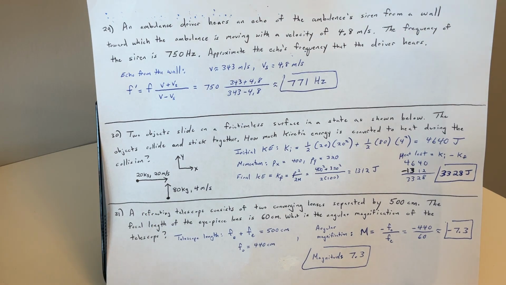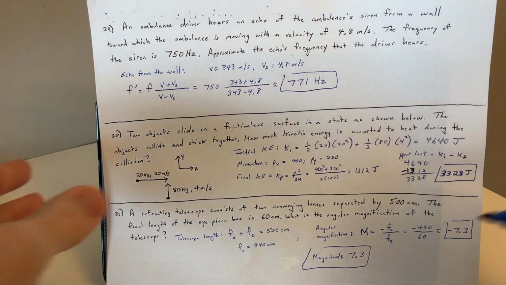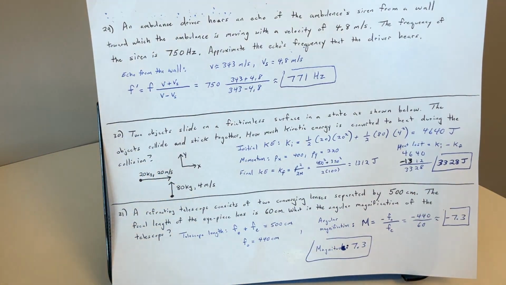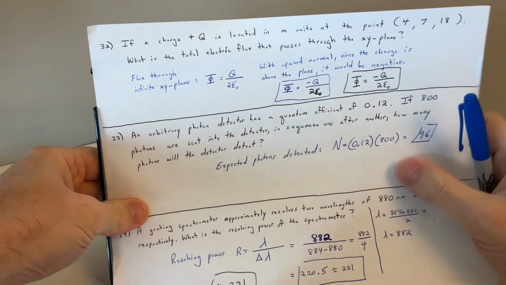So angular magnification, that capital M, is going to be negative F naught divided by F sub E. That's negative 440 over 60. We get negative 7.3. And our magnitude, sorry for the misspelling there, is 7.3. That kind of made it worse, but magnitude 7.3, you get the picture. So that's 31. Moving along, 32, 33, 34.